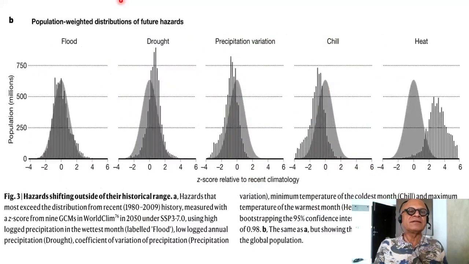You can also look at those as population-weighted distributions of future hazards. So you have climatology in the shaded gray areas, and how the distributions in terms of populations exposed to floods, droughts, precipitation variation, chill, and heat will change. You can see droughts expose many more people in the future for this scenario of SSP 3-7.0 in 2050, and this distribution is compared to 1980 to 2009.